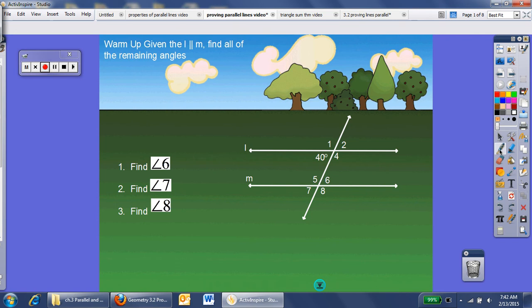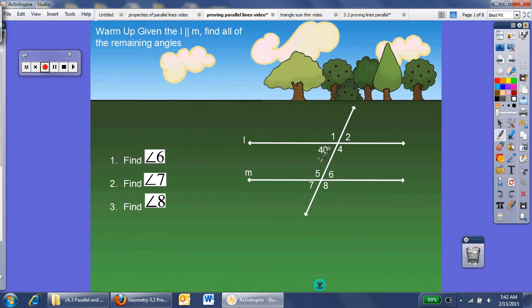Okay, working through this problem, given that 40 degrees is this angle right here, let's fill in the corresponding angles to that. This would mean that angle 7 is also 40 degrees. As you can see in the picture here, angle 7 and the 40 degrees are corresponding, so we can put 40 there. Going vertical to angle 7 is angle 6, which is also 40 degrees. In this case, angle 6 and angle 7 are vertical angles.